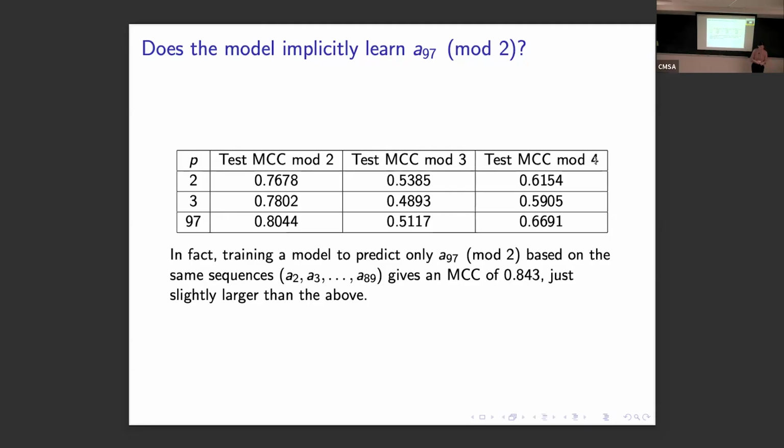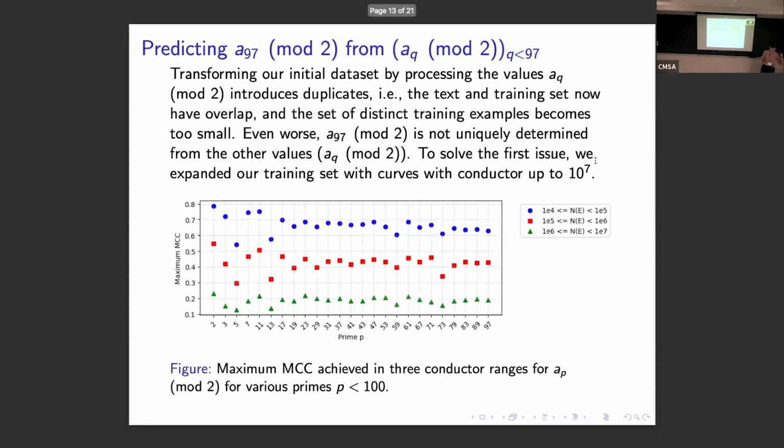Okay. So then we say, well, we should really be trying to feed it distinct training and test data, but we had to expand our data set. So we looked at curves with conductor up to 10 to the 7. So, right, we had the duplicates, etc. Even worse, it was not uniquely determined. So we did remove them. We didn't really know what's the best way.